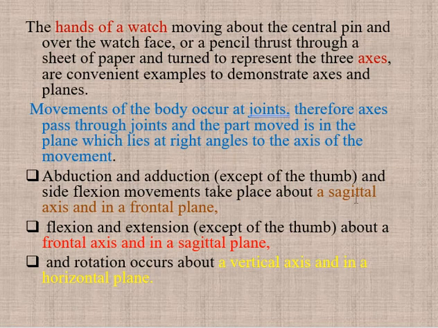Abduction and adduction, except of the thumb, and side flexion movements take place about the sagittal axis and in frontal plane. Flexion and extension, exception of the thumb, about a frontal axis and in sagittal plane, and rotation occurs about a vertical axis and in a horizontal plane. These are all movements.